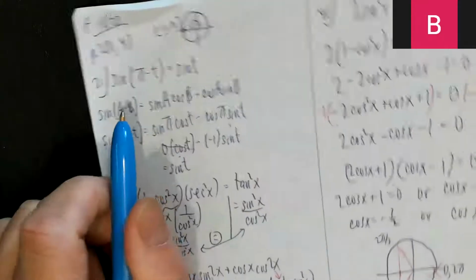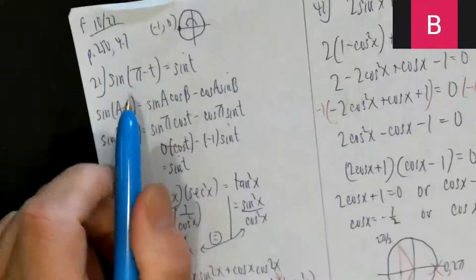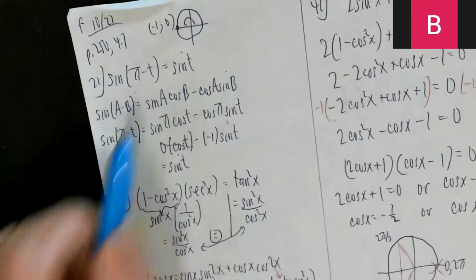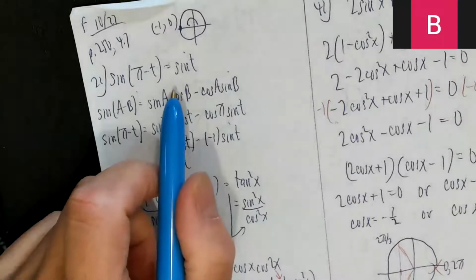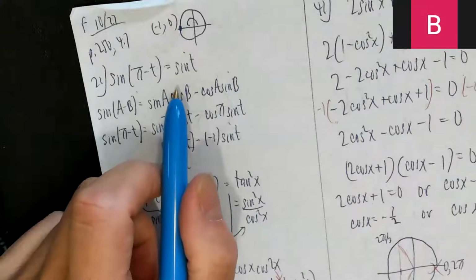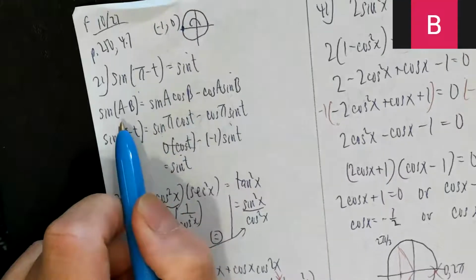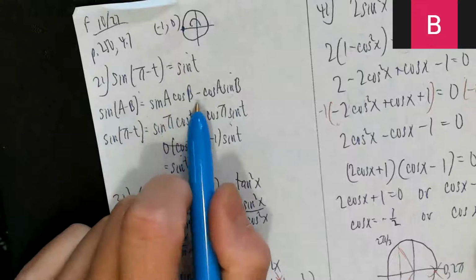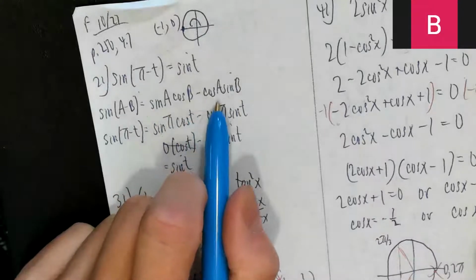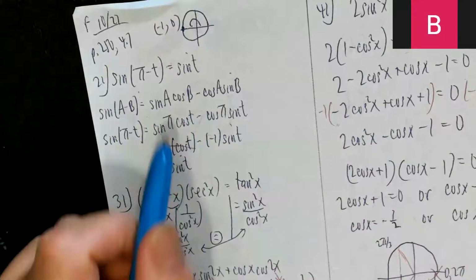All right, so problem 21. Show that the sine of pi minus t is equal to the sine of t. So I'm using the formula sine of a minus b is sine A cosine B minus cosine A sine B. Put all these formulas on your cheat sheet.